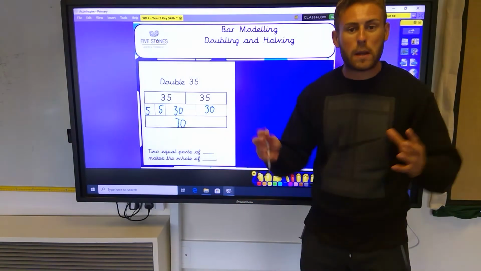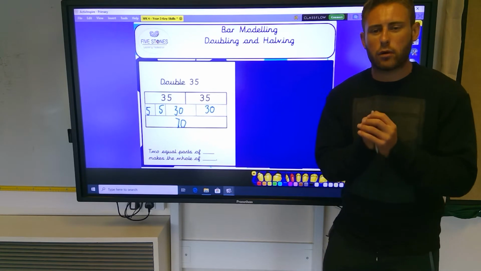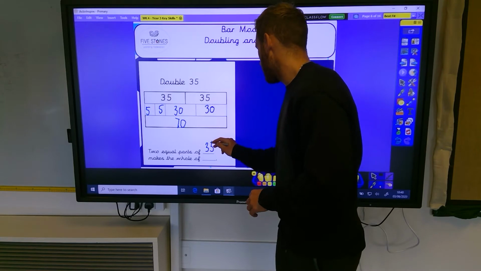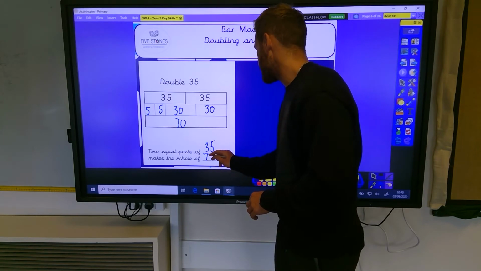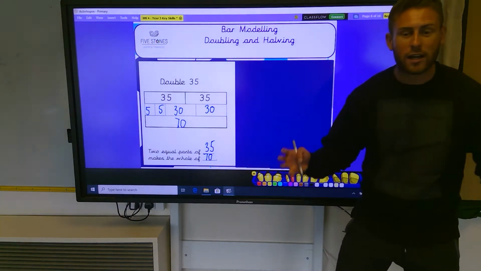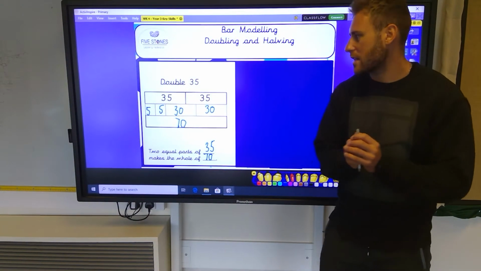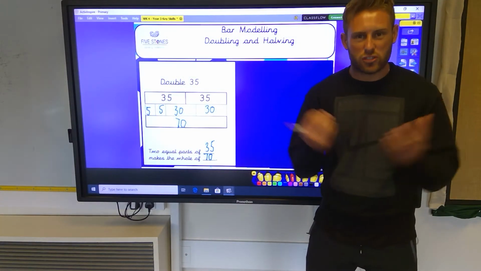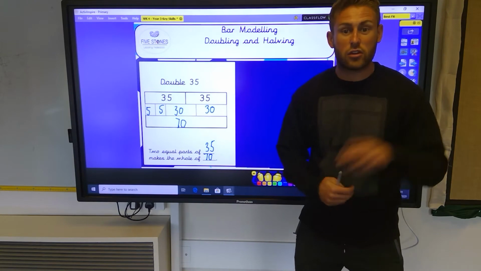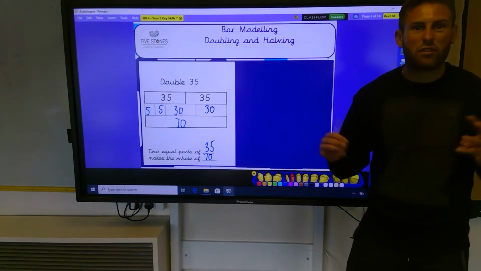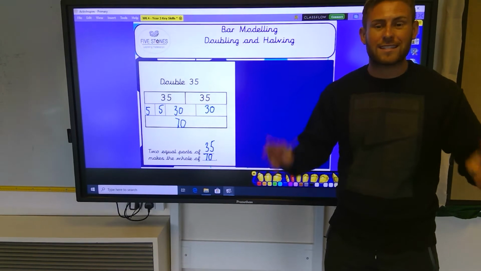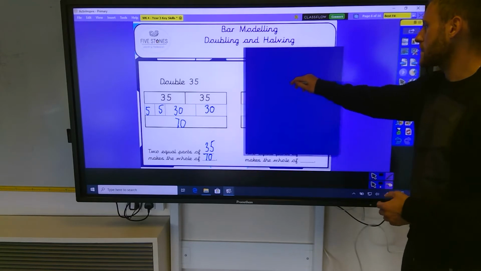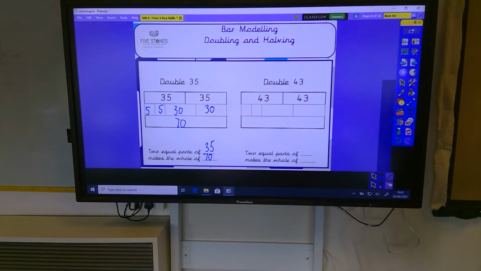So breaking it down and putting it back together can help us think more efficiently. So 2 equal parts of 35 makes the whole of 70. Fantastic. 2 equal parts of 35 makes the whole of 70. So we're doubling numbers with 5. 5 and 5 is 10. So split that off and then do the rest, using your number bonds to help you. 3 and 3, 6. 3 tens and 3 tens, 6 tens. Your turn to work on this example by yourself. Off you go.